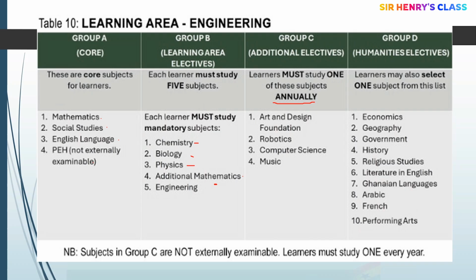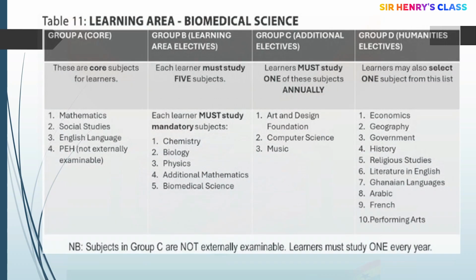If I want to do biomedical science as a STEM student, don't forget your core. The core is throughout for all the STEM, so you are doing these 4. Then you must also do 5. It's a must, mandatory. So 5 of these: chemistry, biology, physics, additional maths, and biomedical science. And for the additional elective, you must study 1 every year. And then group D, the humanities, you may select just 1, just like engineering. Group C is not examinable. You just study it for a year. We add it to your transcript, and that is all.